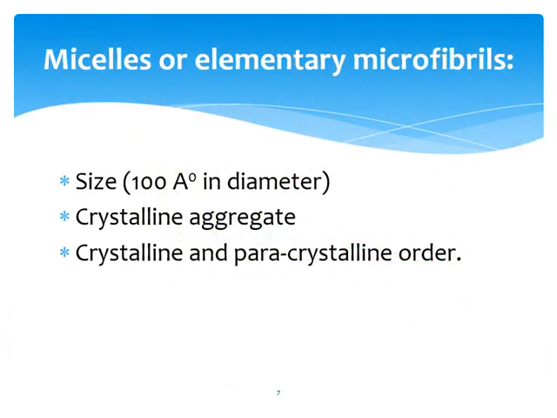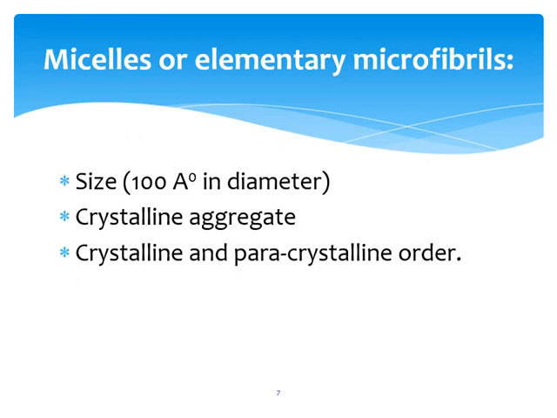Here we have some features of elementary microfibrils or micelles. Basically, in these micelles the cellulose molecules are combined into many very fine bundles, and these bundles are called micelles, or you can also say elementary microfibrils. The size of these microfibrils is near about 100 angstrom in diameter.